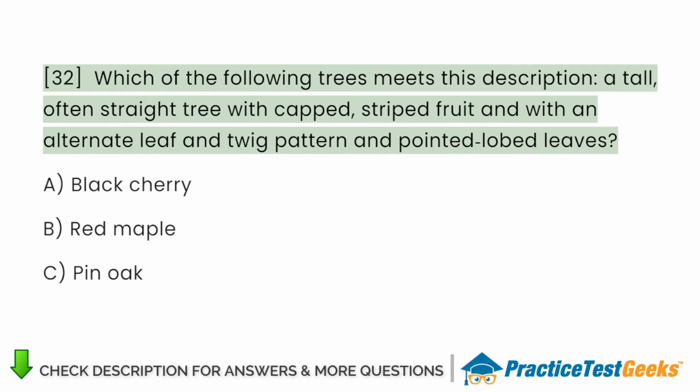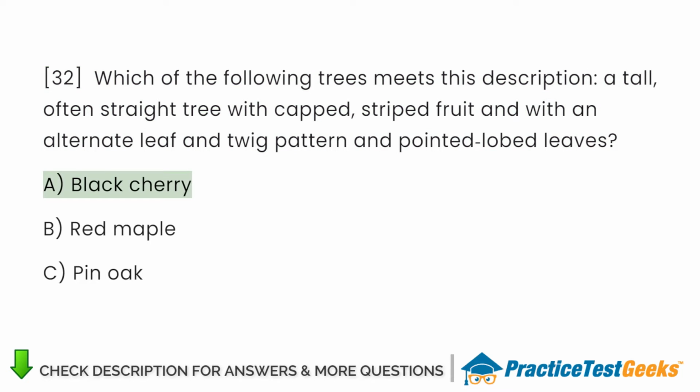Which of the following trees meets this description? A tall, often straight tree with capped, striped fruit and with an alternate leaf and twig pattern and pointed lobe leaves? A. Black cherry. B. Red maple. C. Pin oak.